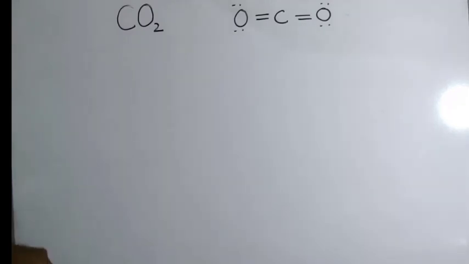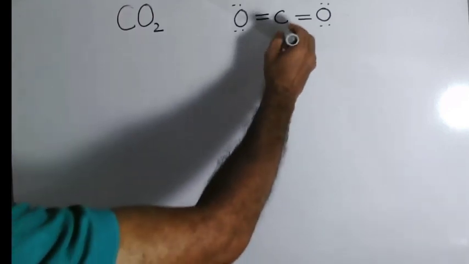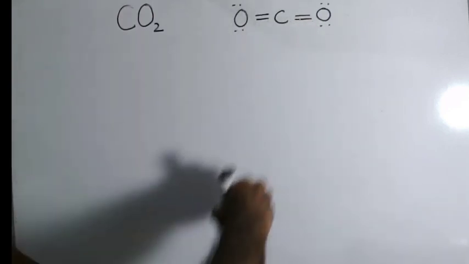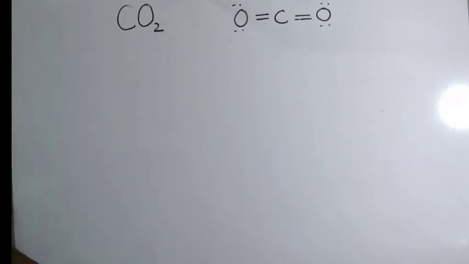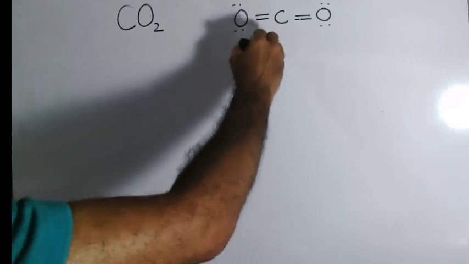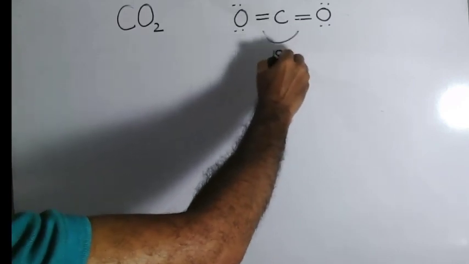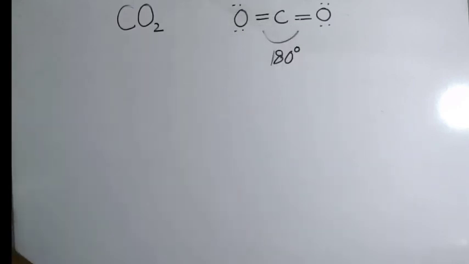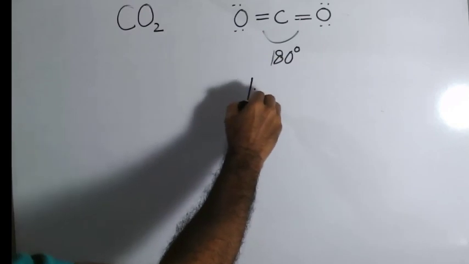Now let us consider the geometry of this molecule. It is not difficult because there are no lone pairs. 2 VSEPR units and no lone pairs mean this would be linear. 180 degrees. So the geometry should be linear.